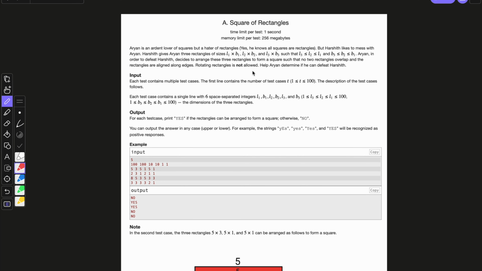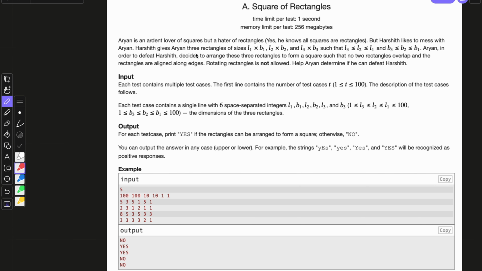The question: square of rectangles. So Aryan is an ardent lover of squares but a hater of rectangles. But Harshit likes to mess with Aryan.